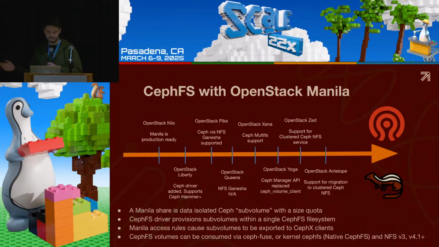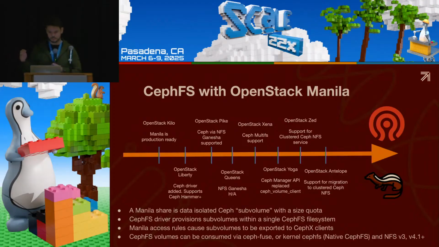Manila was production ready in the Kilo release. But the CephFS driver was implemented only in the Liberty release. And then we had the CephFS driver only supporting shares with the native CephFS protocol. And then the support for CephFS and NFS came later, but we'll get to that soon.